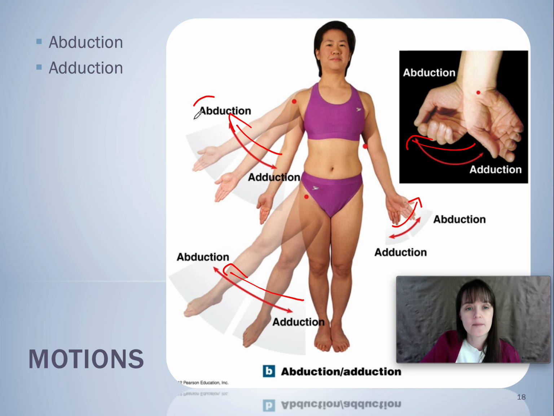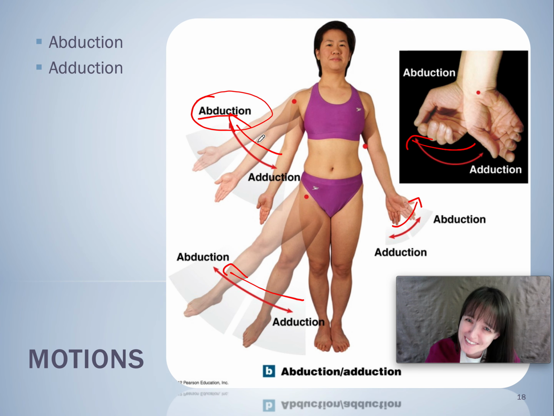The book recommends for abduction that you think about your children being abducted and taken away. I think the author of our book is a monster. Abducting children? That's where we're going with that? No. But for adduction, you add them back together.